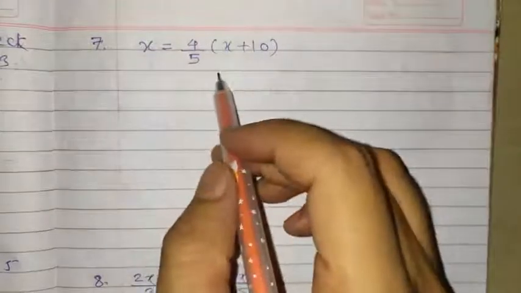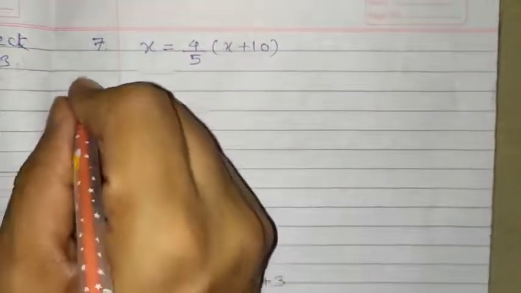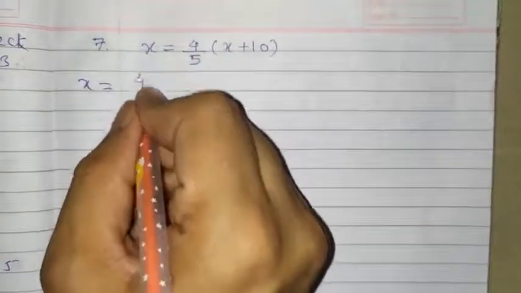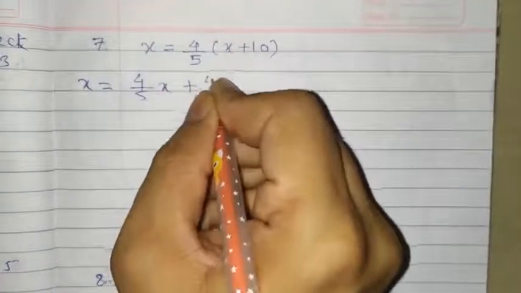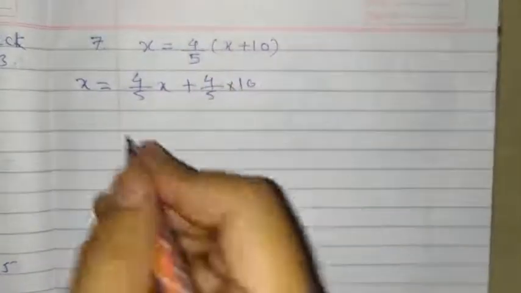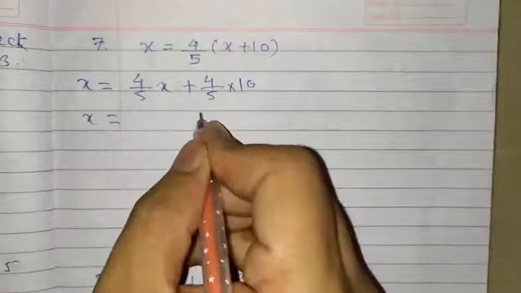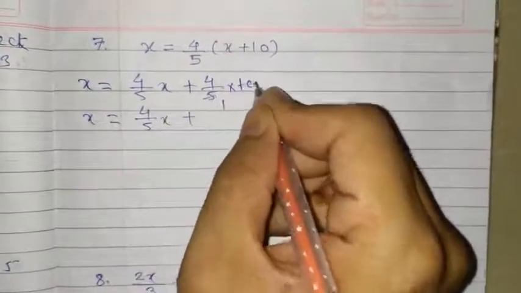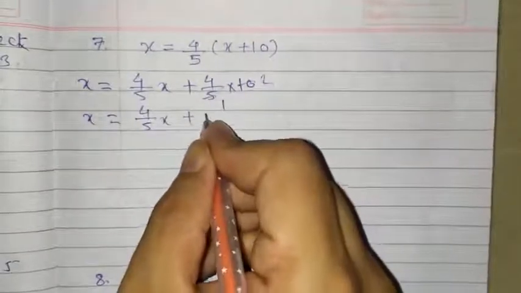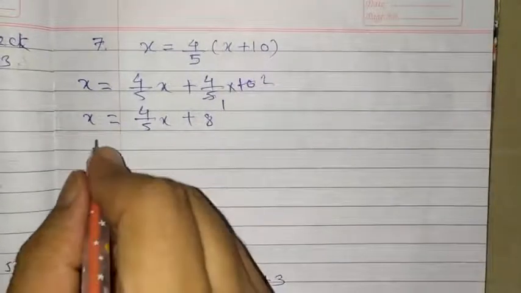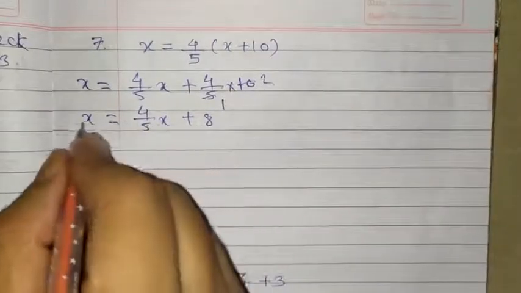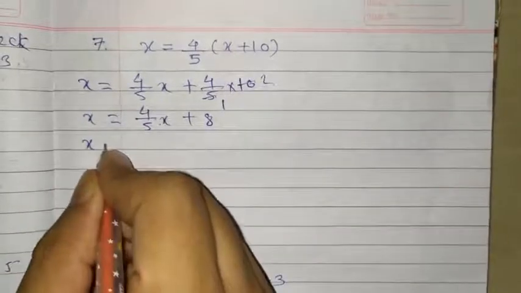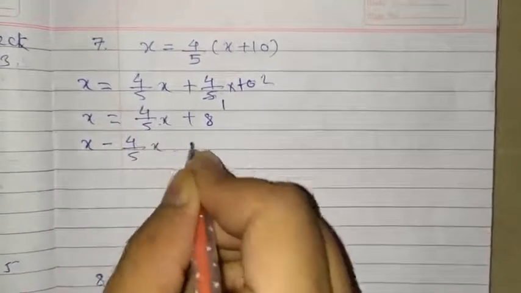So now we are in the question number 7. So we solve this. X equal to. So you multiply this with the variable x. 4 upon 5x plus 4 upon 5 into 10. Now here x equals to 4 upon 5x plus 5 ones are 5, 5 twos are 10. So 4 into 2 is 8. And then this term we will keep into the LHS side because we have the variable x. X minus 4 upon 5x equals to 8.